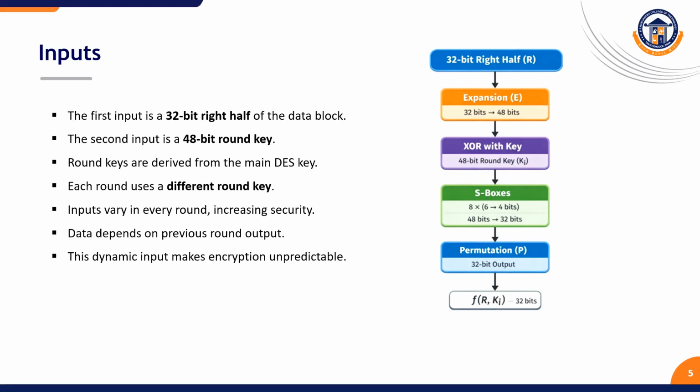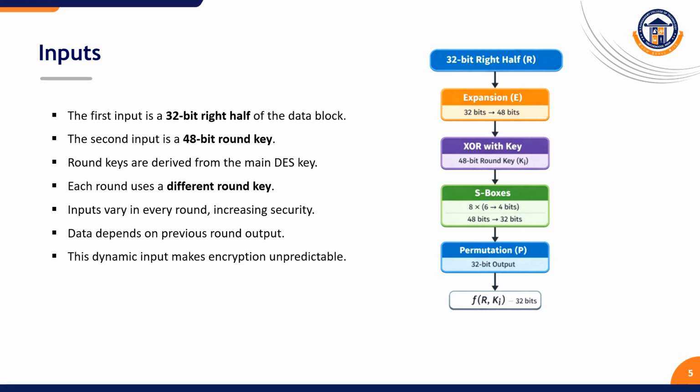So this is a flowchart of the Mangler function, with six steps. First, it takes the 32-bit right half of the data block as the input, and the key value is 48 bits. The key value is XORed with the plain text half, and we derive a different value that is repeated in each and every round.